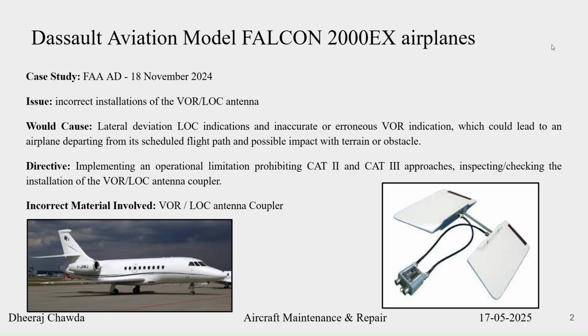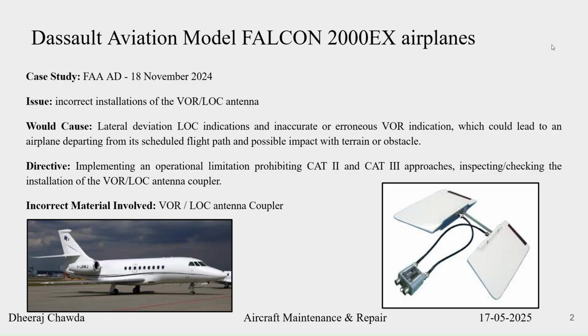Suppose I want to go from state 1 to state 2. So there will be a route, there will be a flight path. These antennas help in identifying those flight paths, and they are located at the tail of this Falcon 2000 EX. There was some incorrect installation which could lead to a possible impact on terrain or an obstacle. I would not like to fly in an aircraft which is impacting some mountains or something like that.